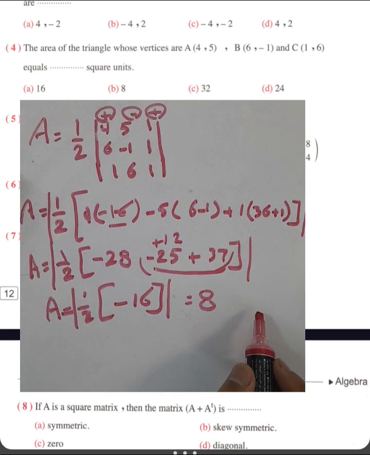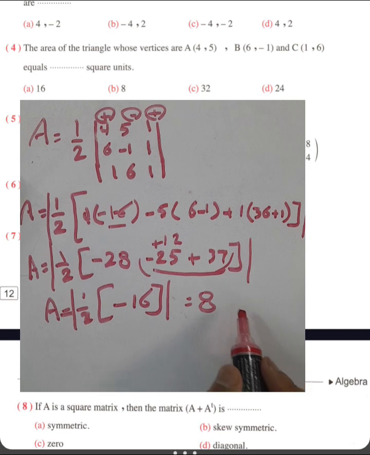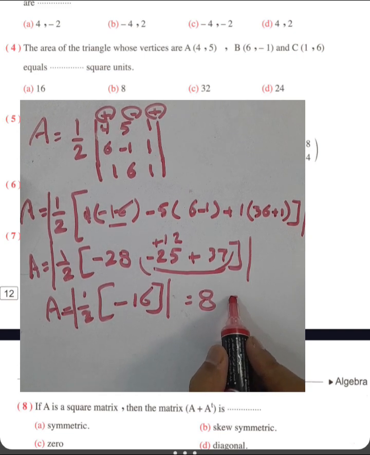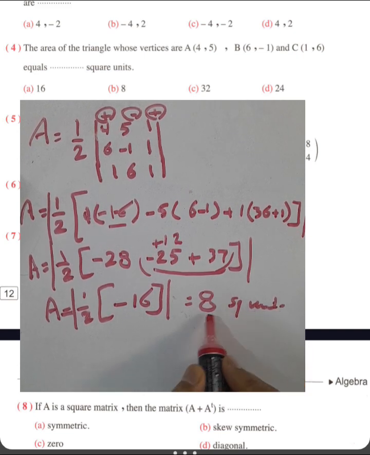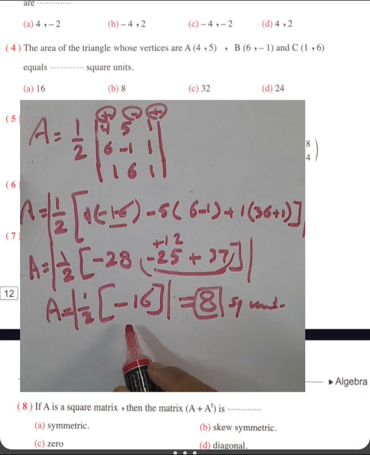Choose letter B for question number 4: 8 square units. Okay, it was question number 4. Choose letter B.